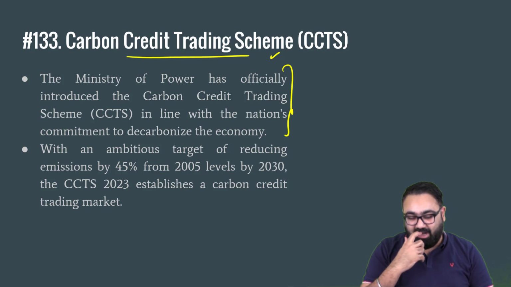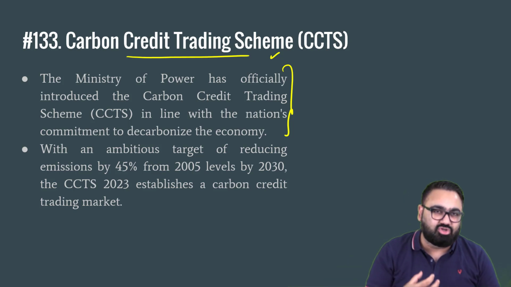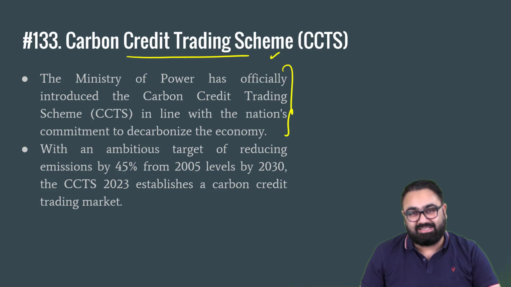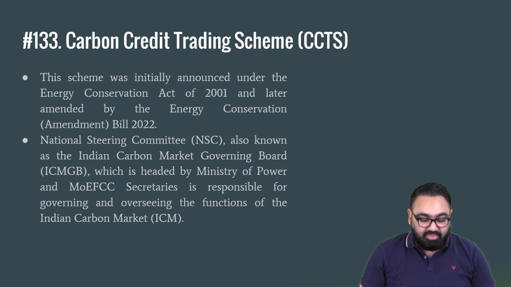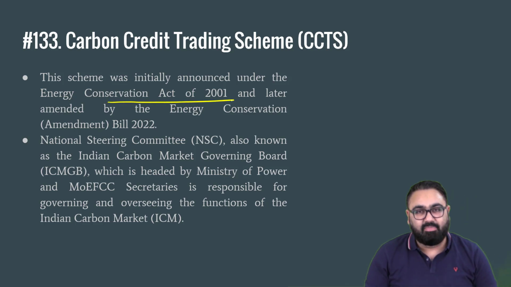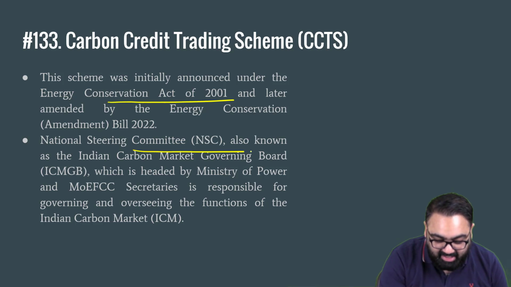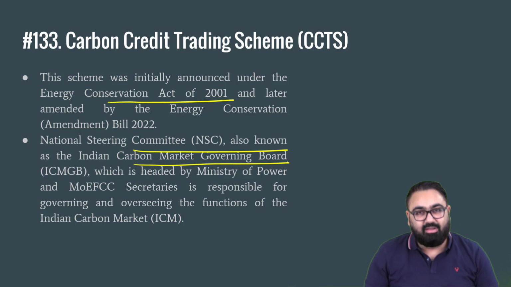This again is done by the country so that we can achieve our target in terms of climate change, in terms of renewable energy. India, as you know, has set an ambitious target of achieving net zero by 2070. Also, we want to increase our renewable energy production. For all of that to happen, such targets have to be met by individual companies. This scheme is announced under Energy Conservation Act of 2001. Also, National Steering Committee, also called as Indian Carbon Market Governing Board, is the one that will look into implementation of this scheme.